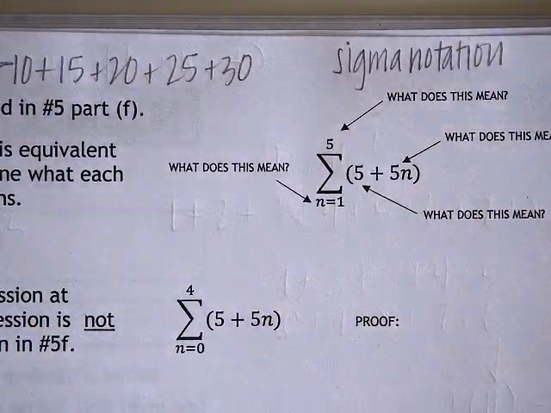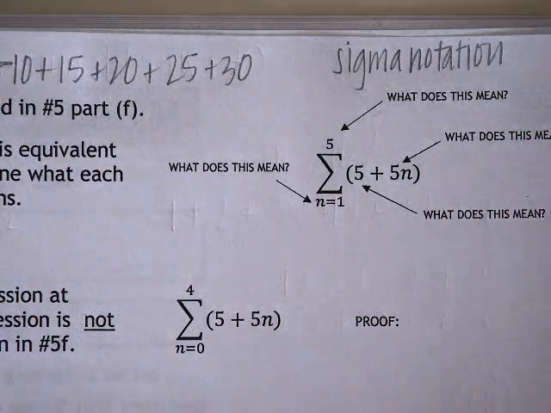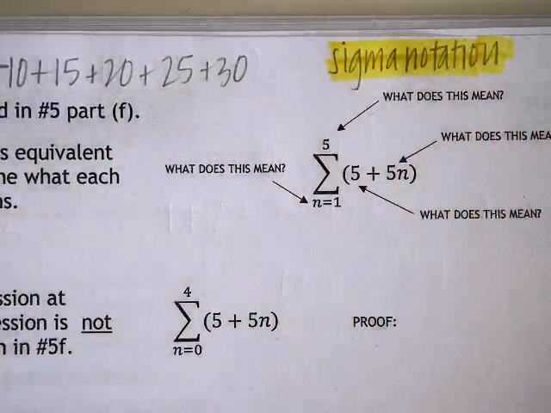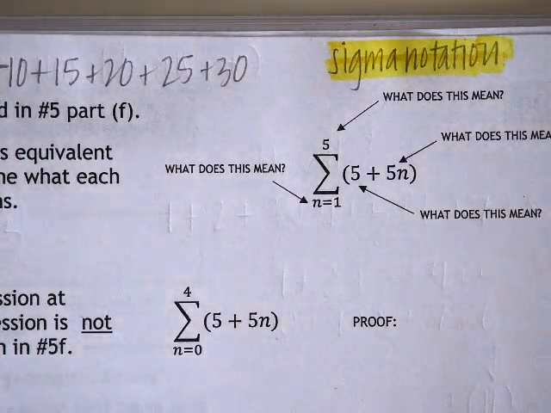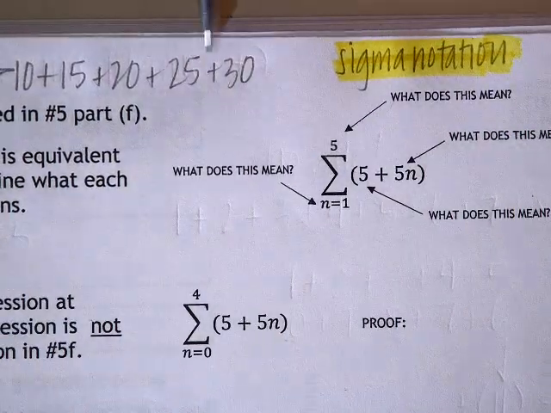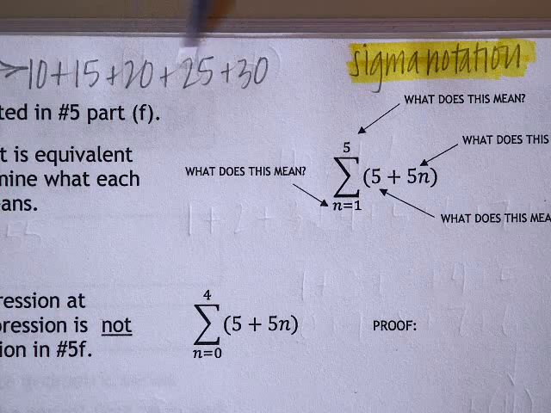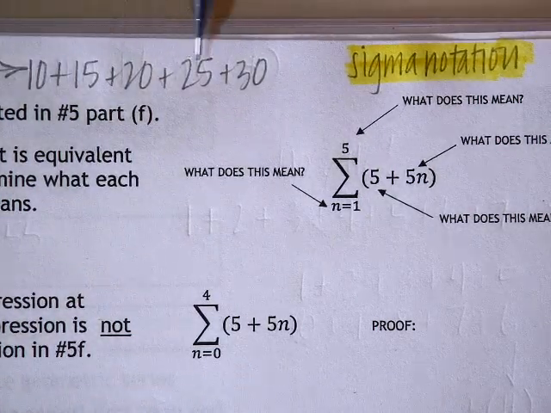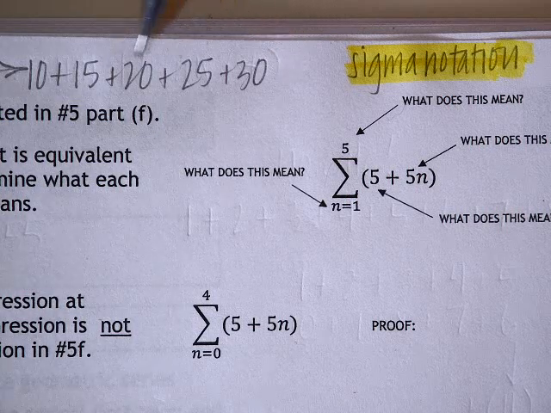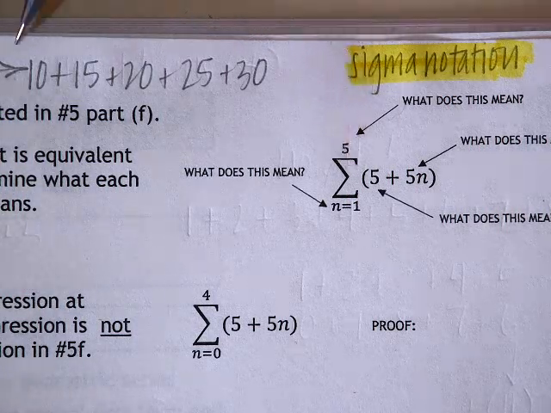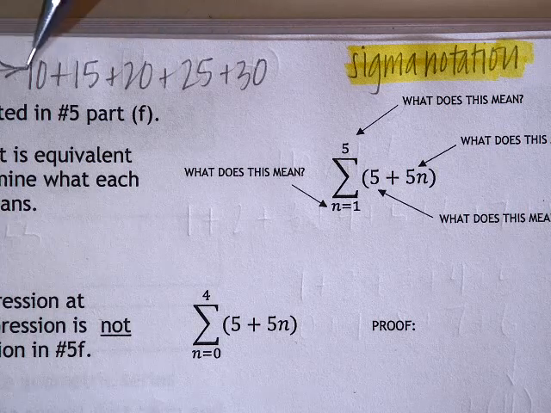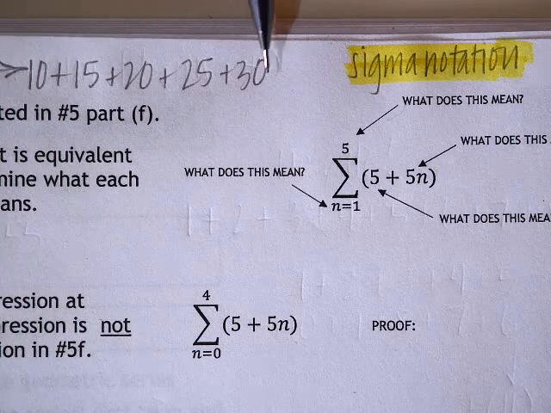Sigma notation is simply a way of writing a series of numbers in a condensed fashion. You can tell that 10, 15, 20, 25, 30 is kind of clunky looking. Like if you have to write it out, it takes you a few seconds to write it out. So sigma notation is kind of a condensed way of communicating all of the essential information about this series without having to individually write each term.